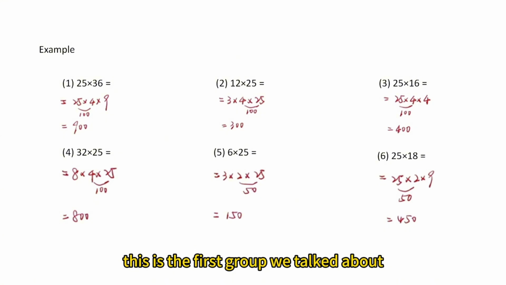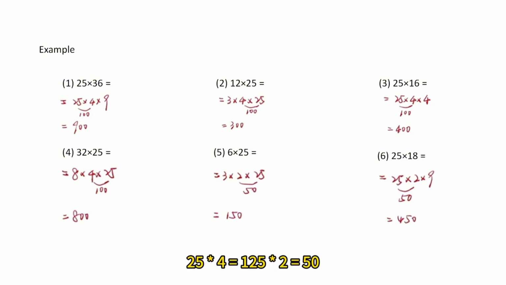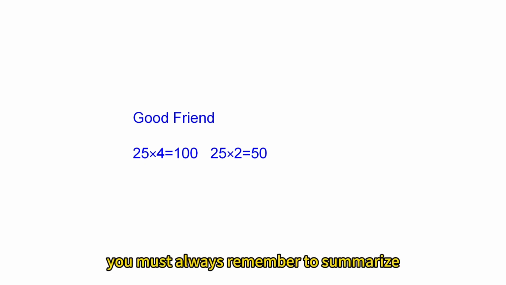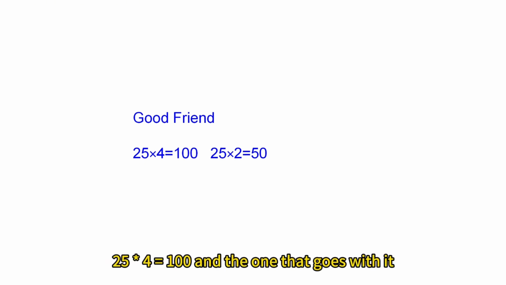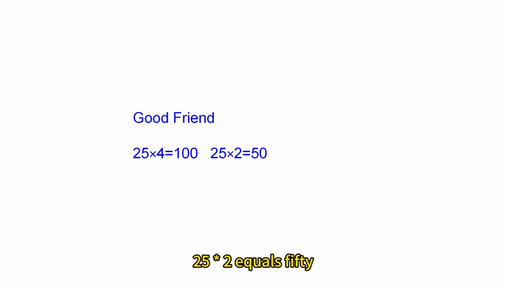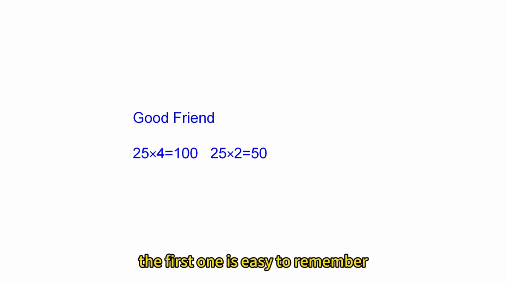This is the first group we talked about. 25 times 4 equals 100. 25 times 2 equals 50. Let's summarize it. You must always remember to summarize what you've learned and take notes. 25 times 4 equals 100, and the one that goes with it, 25 times 2 equals 50. Okay, this set, the first one is easy to remember, and the second one is even easier. Okay, 2 pairs of good friends, but really it's just one pair. Okay, the second one is its little brother.